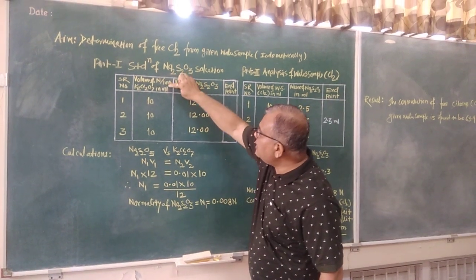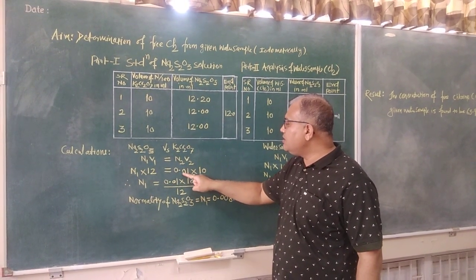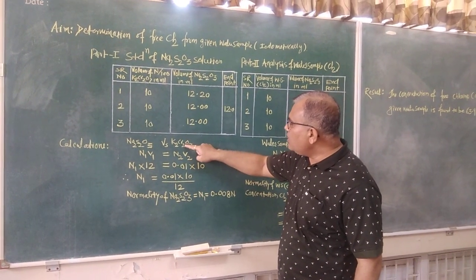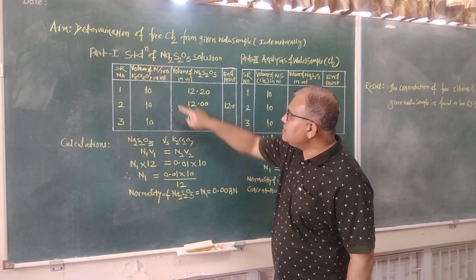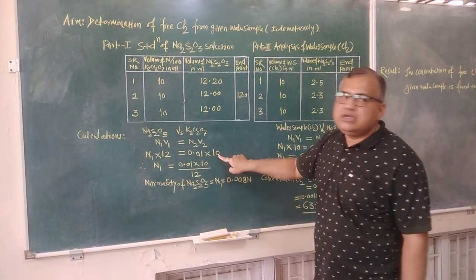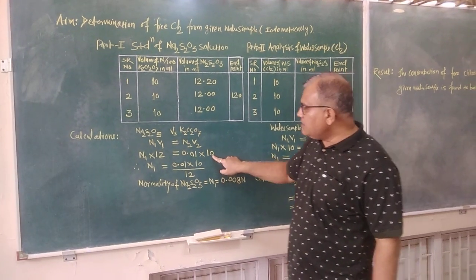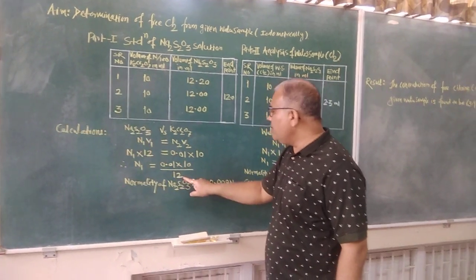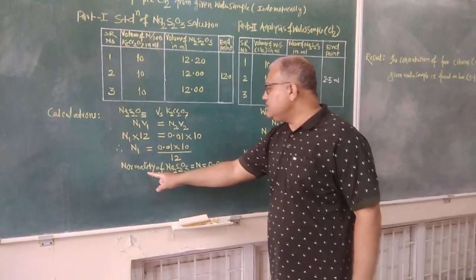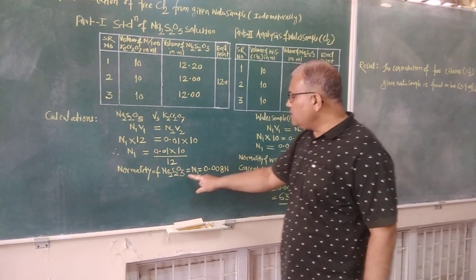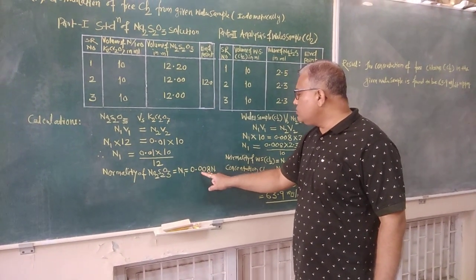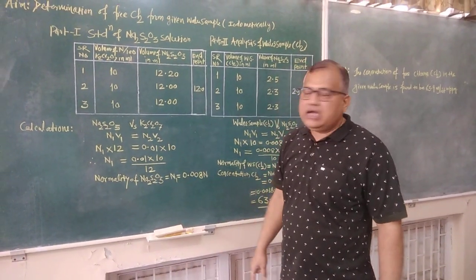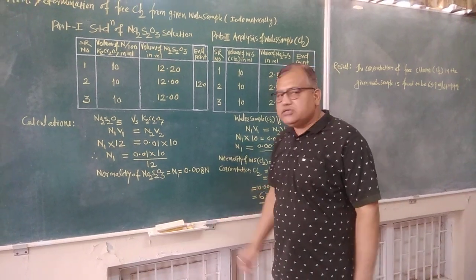See this, N by 100. So N by 100 means 1 upon 100 means 0.01, and the value of V2, that is the volume of K2Cr2O7 that is taken for titration, is 10. Value of V2 is 10. And just calculate this: 0.01 into 10 divided by 12. You will get N1, and N1 means nothing but the normality of Na2S2O3, and N1 is equal to 0.008 normal. So in this way you perform this experiment and calculate the normality of Na2S2O3.